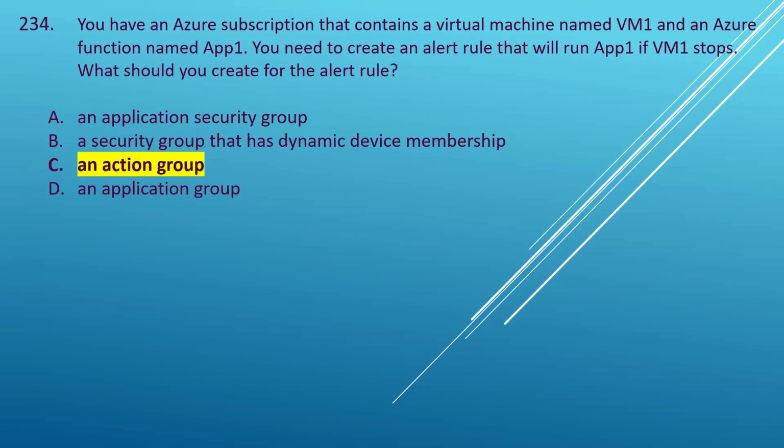By creating an action group and associating it with the alert rule, you can automate the process of running app1 if VM1 stops without the need of manual intervention. This helps ensure that critical systems such as app1 are automatically activated when necessary, improving the overall reliability and availability of your Azure services.